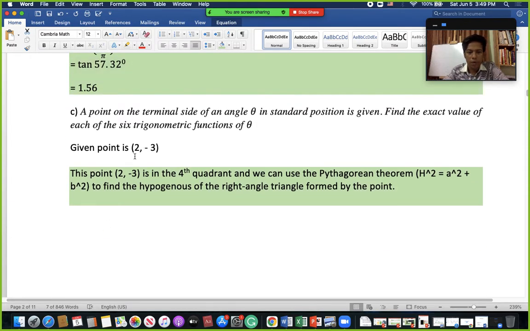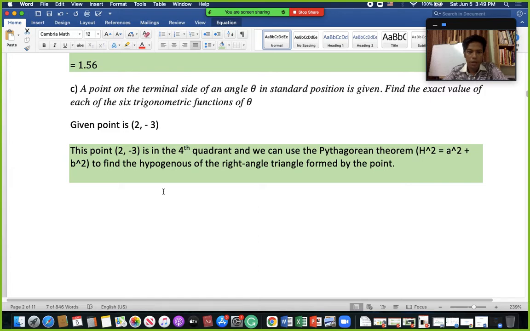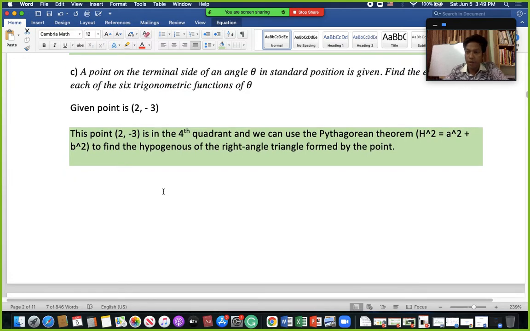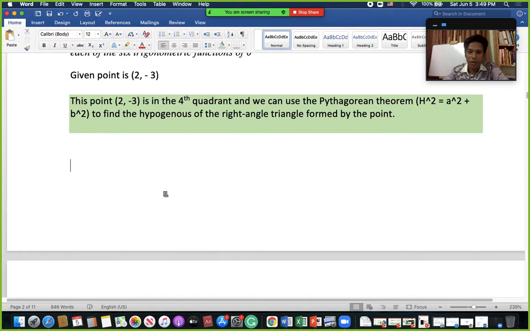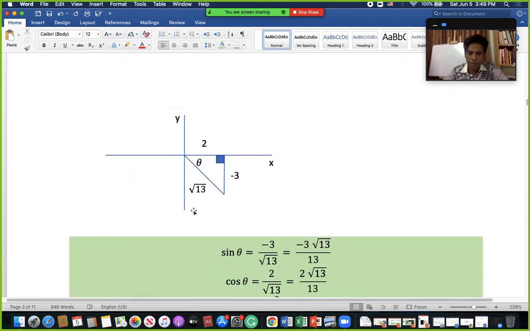Now there is a given point. There is a point given here, 2 comma minus 3. So you put 2 comma minus 3 in the coordinate system. Then we can find out the length of the hypotenuse. Once we find out the length of the hypotenuse, we can then do the calculation to find out the other trigonometric ratios, as you can see here.